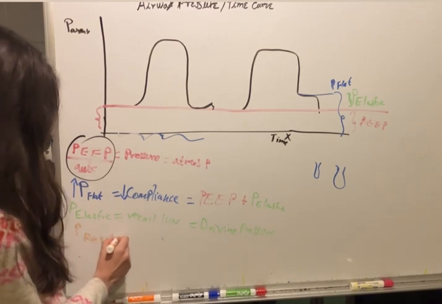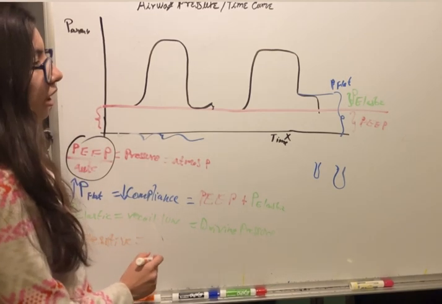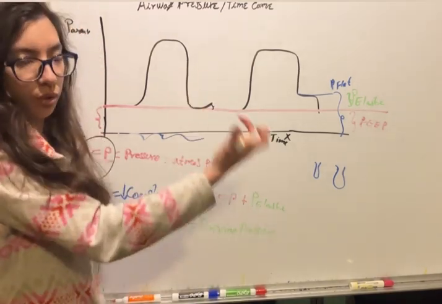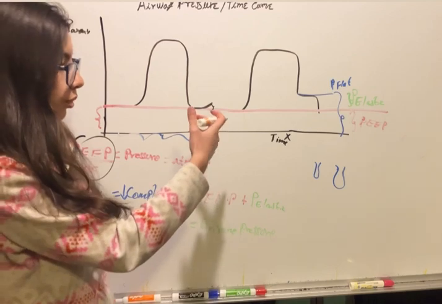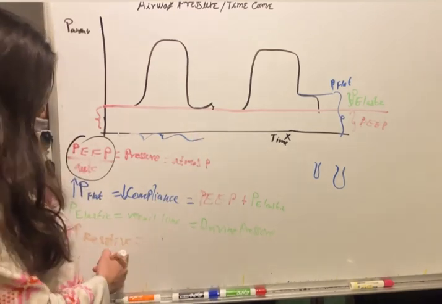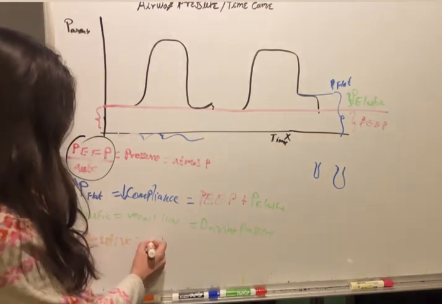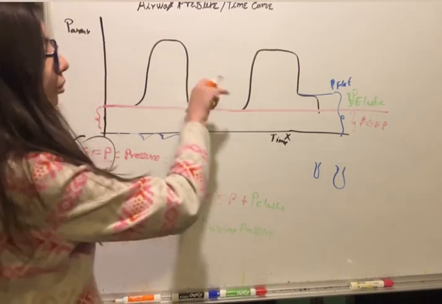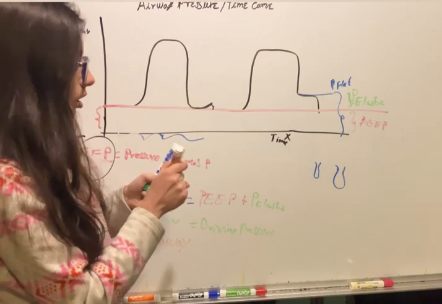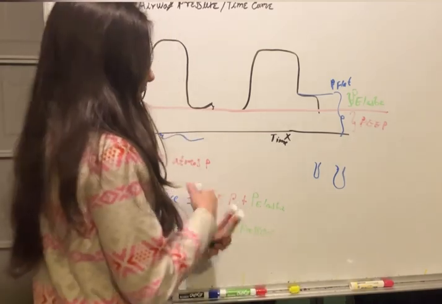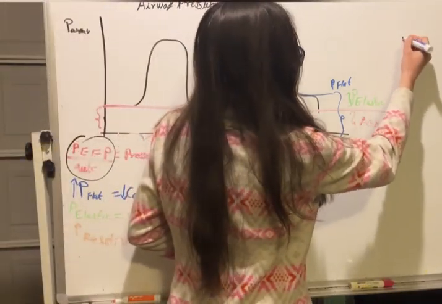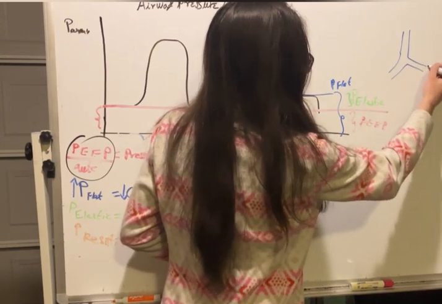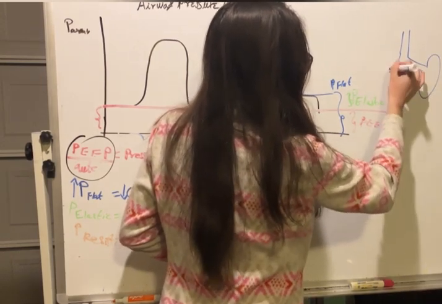So the resistive pressure is basically the pressure that we have in the airway that is resisting air entering the airway. So this is the pressure in the airway that opposes air coming in. So here is the trachea, here is the bronchi, and here the lungs.